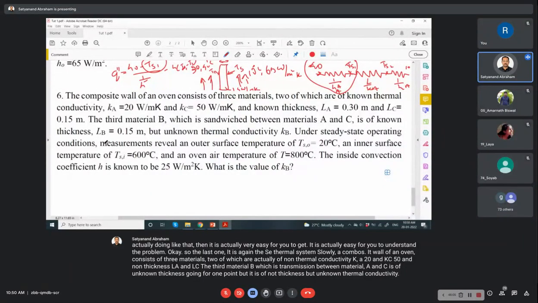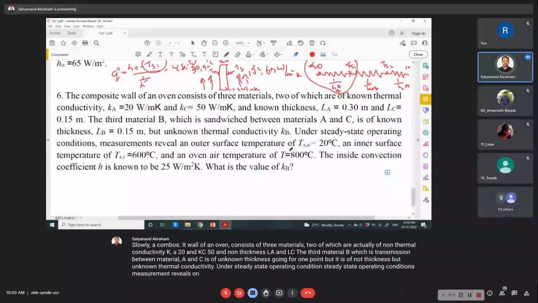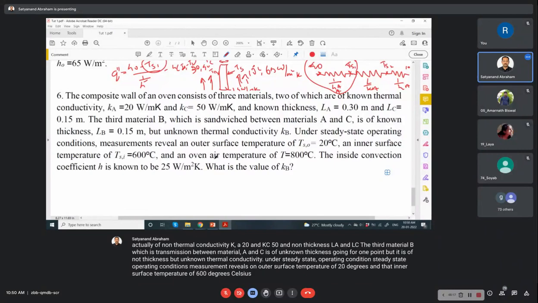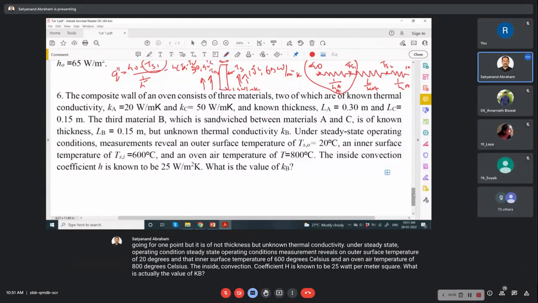Under steady state operating conditions, measurement reveals an outer surface temperature of 20 degrees and an inner surface temperature of 600 degrees Celsius, and an oven air temperature of 800 degrees Celsius. The inside convection coefficient H is known to be 25 watt per meter square. What is the value of Kb?